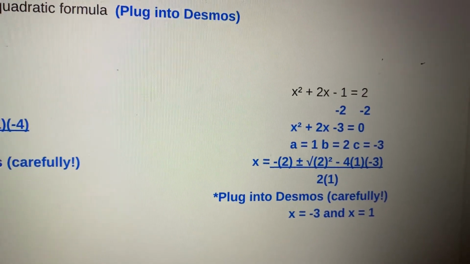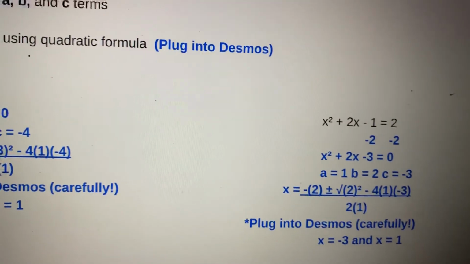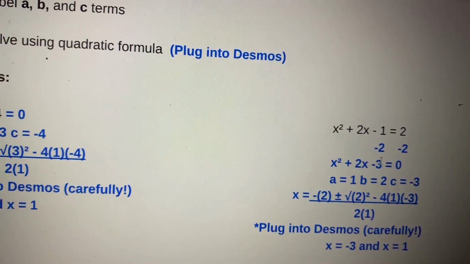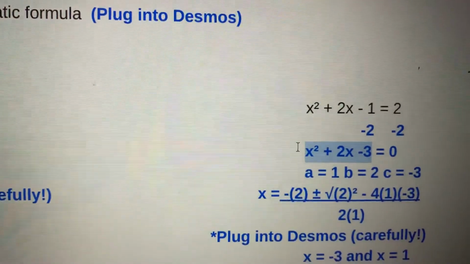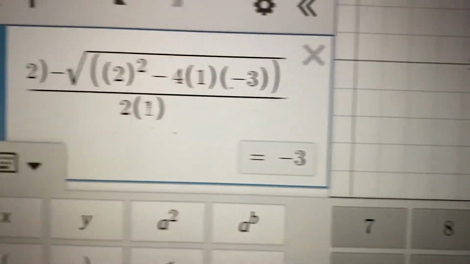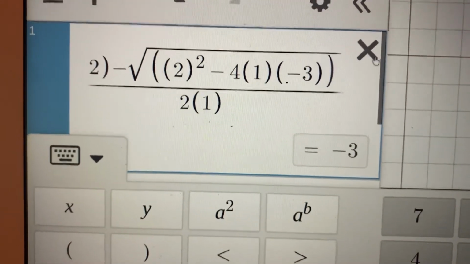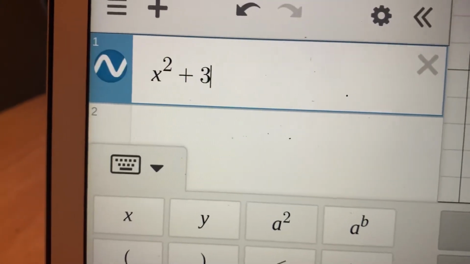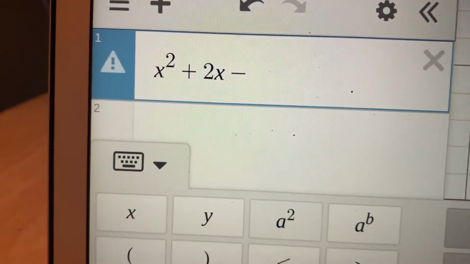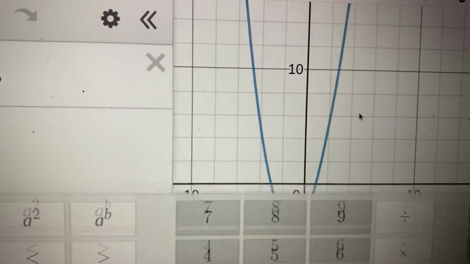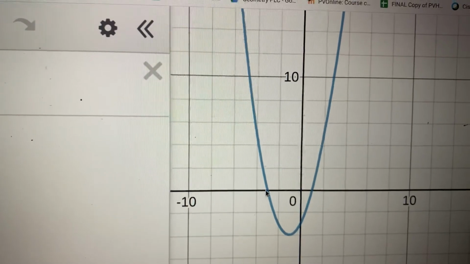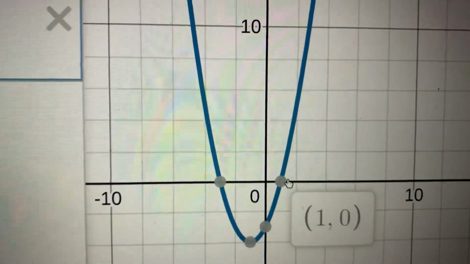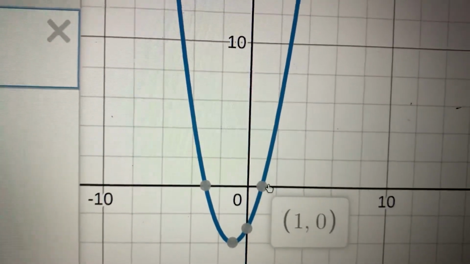A great way we can double check our work is we can plug in our original equation, and when I say original, I mean the one that we started with, our a, b, and c terms. So this one here, x squared plus 2x minus 3. So we have a parabola, it opens up. We want the x-intercepts to be -3 and 1. So I have -3 and I have 1. So that's a great way you can check it on your own to make sure that you're doing it correctly.